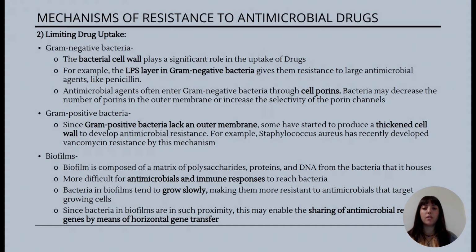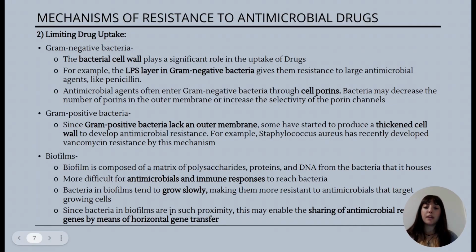Biofilms are composed of a matrix of polysaccharides, proteins, and DNA that it gets from the bacteria that it houses. It makes it more difficult for antimicrobials and immune responses to reach the bacteria. And since bacterial biofilms tend to grow slowly, it makes them more resistant to antimicrobials that target growing cells, like penicillin.